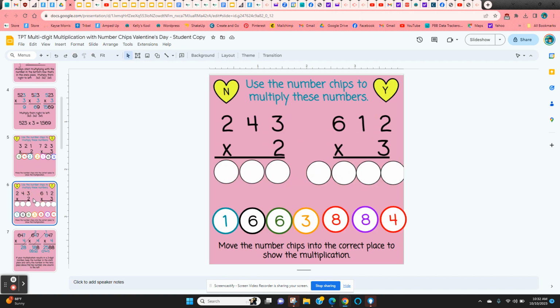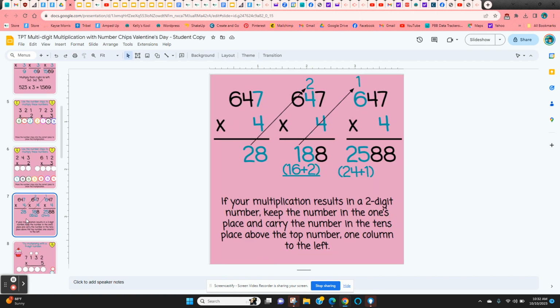So next slide, same thing. And then they're shown how to multiply when they get a 2-digit product. So here, if they multiply 4 times 7, they're going to get 28. Well, they leave the 8, and then the 2 gets moved to the next column to the left, right above this number. So then we multiply 4 times 4 is 16, and add that 2 gives us 18.